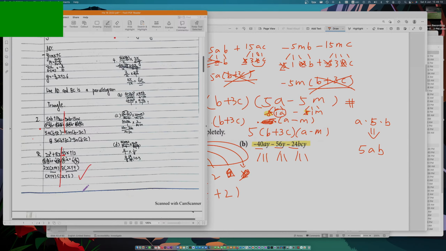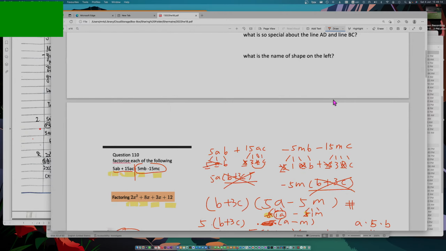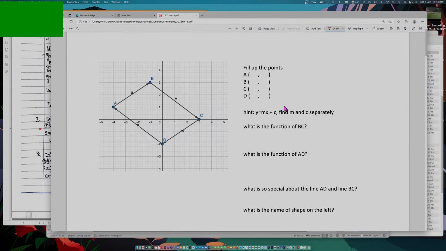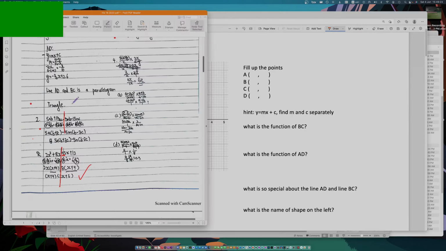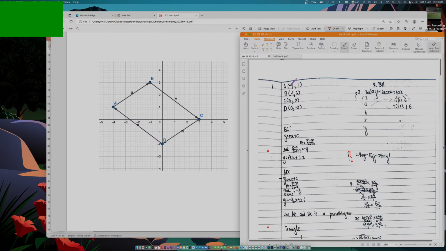Okay. Good. Next. So I give you practice for 4 terms, give you practice for 3 terms for factorization. This is once again the common question now. So hopefully you get this right. So A is minus 4 and 1, right. B is minus 1 and 3, right.